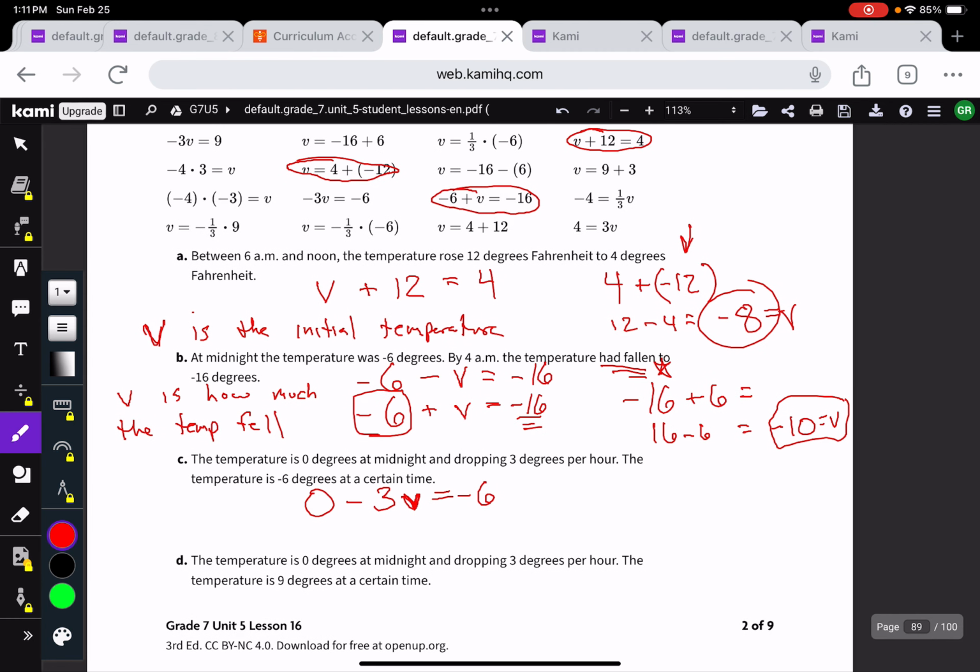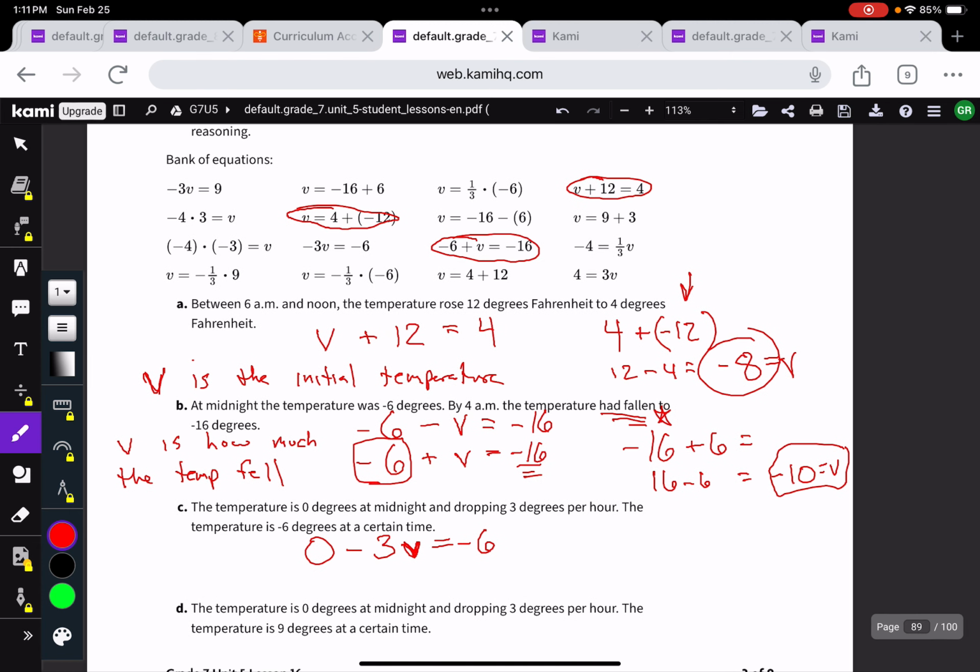But continuing on, let's look up here. Does anyone see a 0 minus 3V equals negative 6? Well, you might see this equation.